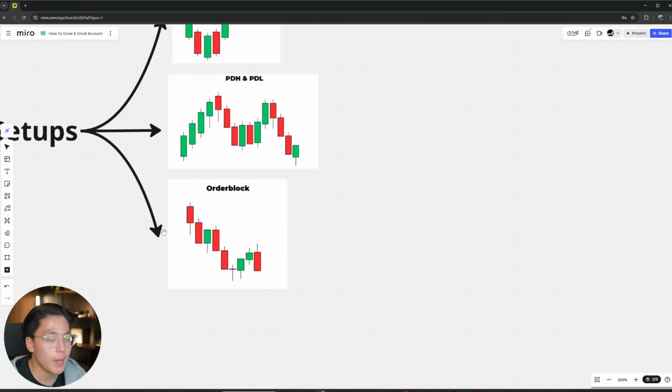So the last setup I have here is our order block. Essentially, what order blocks are is using up close and down close candles in a trend to support price to the upside or the downside. So in this case, we have a downtrend, we have an up close candle. Up close candles will now be used as resistance for pushes towards the downside.